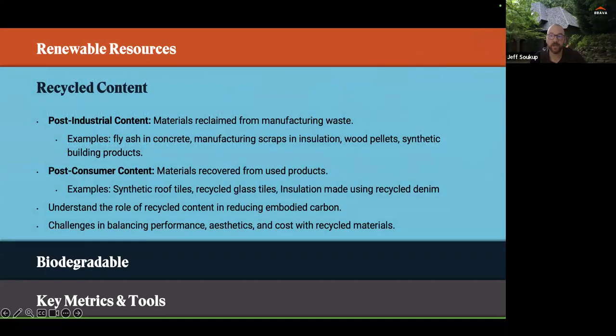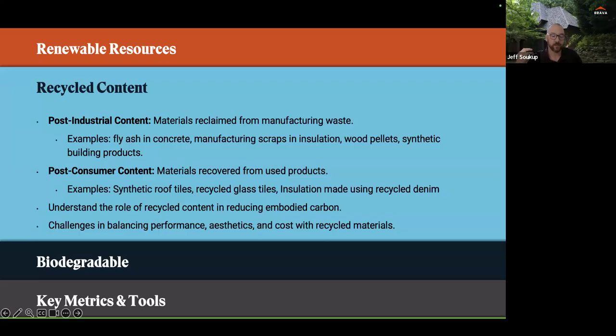Recycled content is another common term that we hear a lot. You have your virgin materials, which are extracted from the earth. We're using them the first time. Then you have your recycled content. So post-industrial is just materials reclaimed from manufacturing waste.